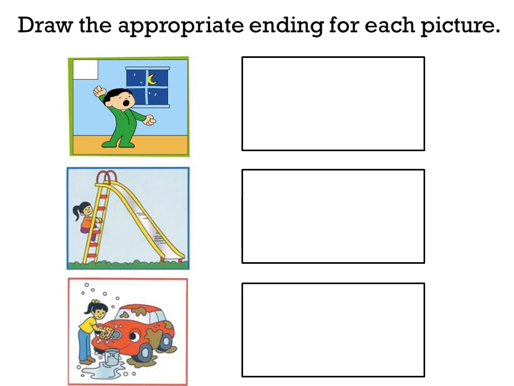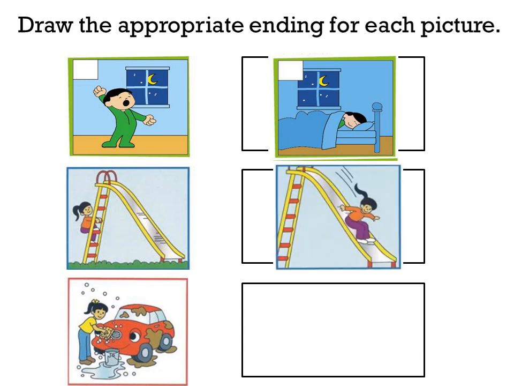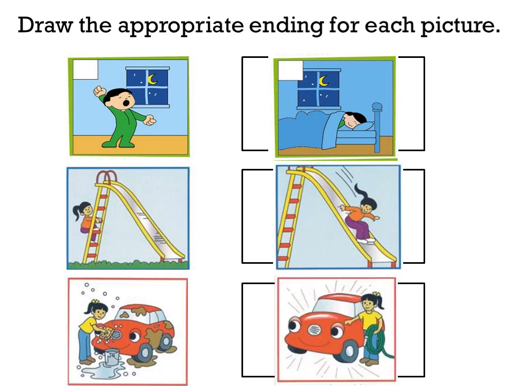Now let's start. So the first one, the ending should be like this, or asleep. By the way, you can draw like a stick man, okay? This one is a girl that will slide, and yeah, she was able to make that slide. And the last one is a car that is very dirty. What do you think would happen next? Great. The car is now clean, squeaky clean.